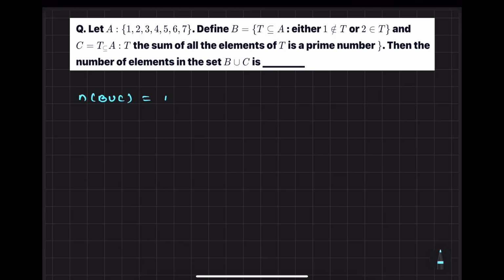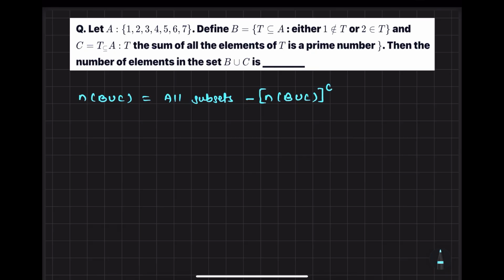So from all subsets, minus the number of elements in the complement of B union C, okay. So we will take the complement of this, okay.